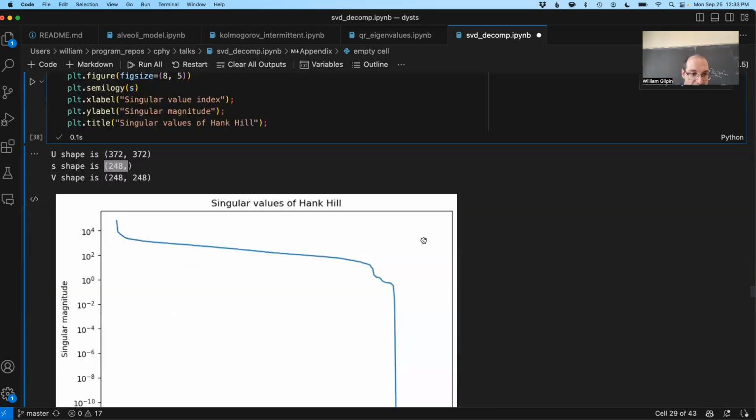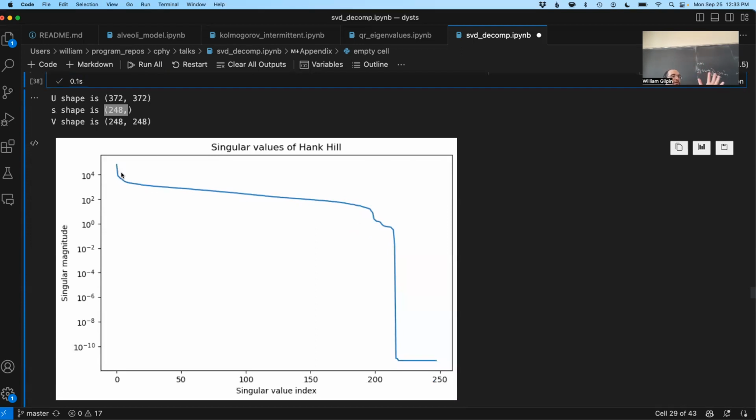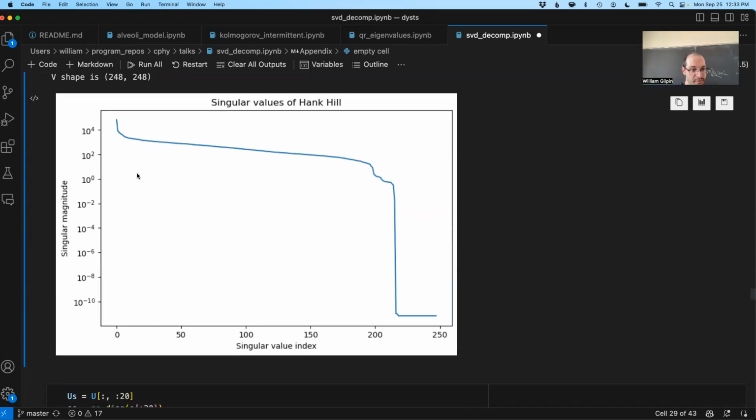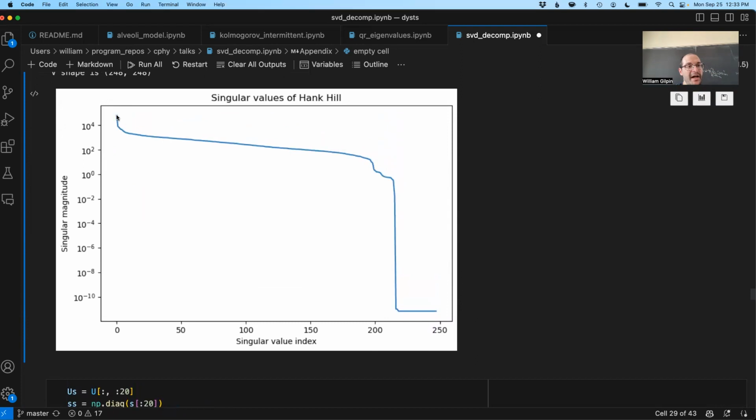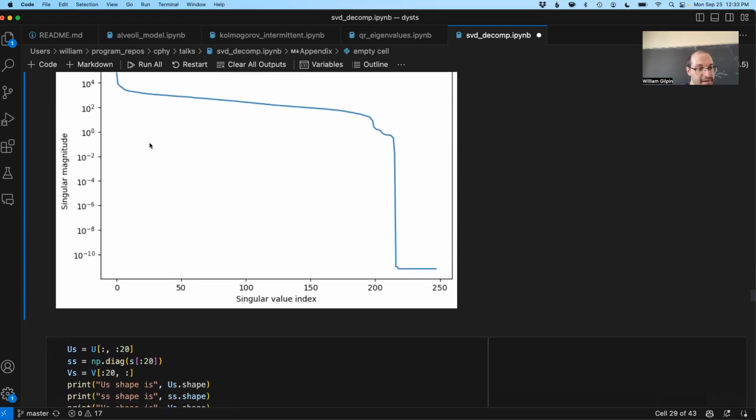Okay. So, you know, the singular values of Hank Hill drop off pretty quickly, which suggests that maybe I don't have to retain all the terms in that sum to reconstruct my original matrix. So I look at this and I think I have a long plateau here, so maybe I'll just take the first 20 singular values. And I'm going to see how well I can do reconstructing my full matrix of Hank Hill just by truncating this set of singular values.